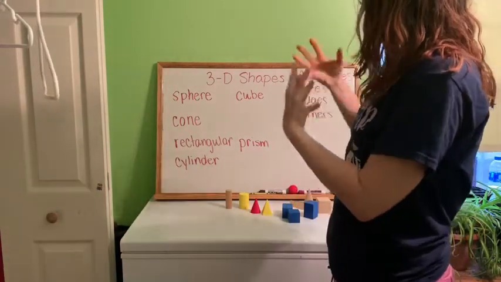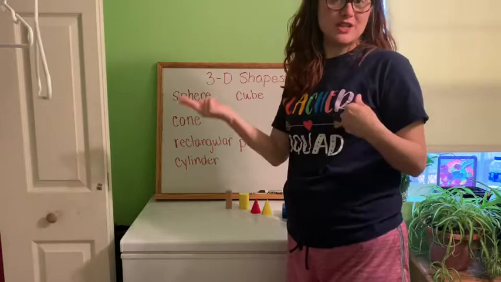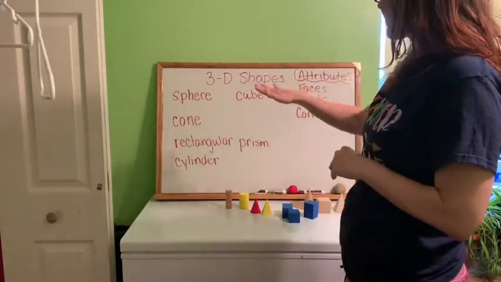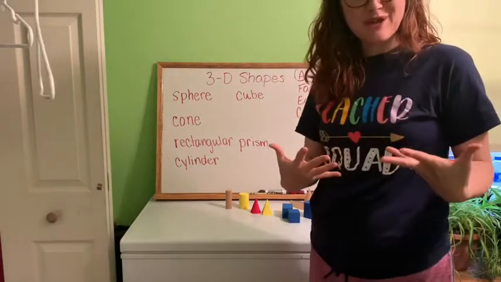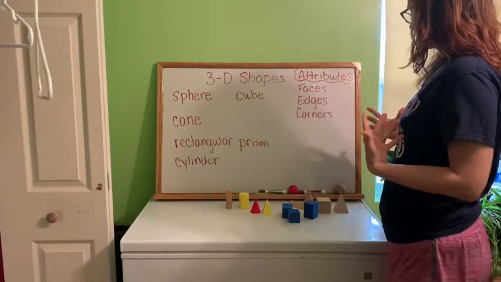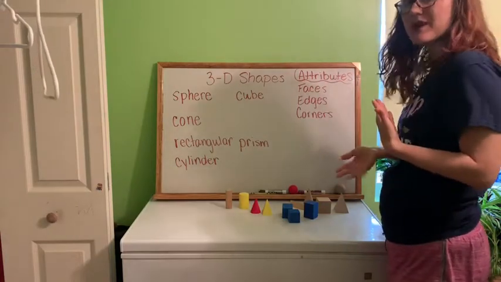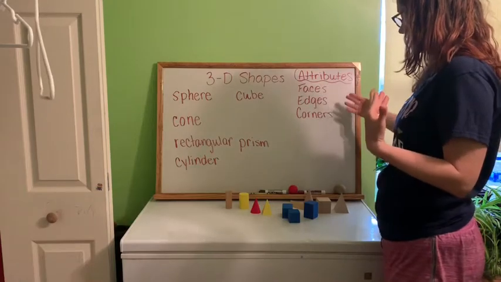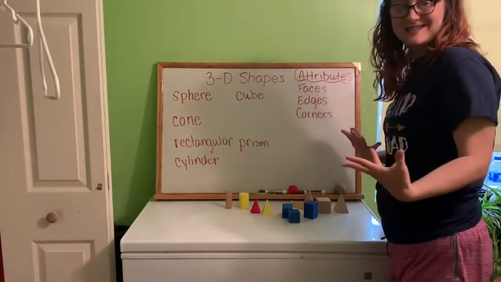And earlier in the week, we worked on 2D shapes. That means they had 2 dimensions. We're also focusing on 3D shapes, which means they have 3 dimensions. This also means that instead of only 2 attributes, our 3D shapes are going to have 3 attributes. So they are going to have those edges, corners, but then also faces.